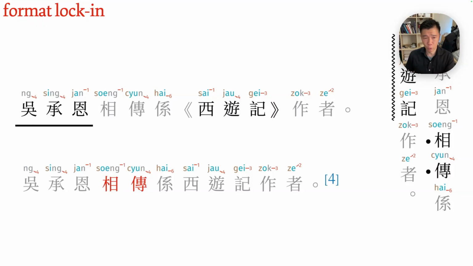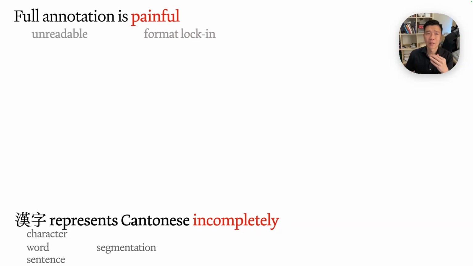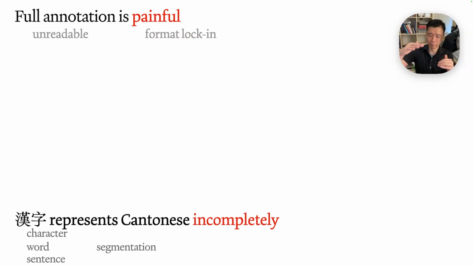If we were to do what I just showed you, typing all the markup in explicitly, we would have been locked in. The problem that we have at this point is that either we go just with Hanzi and it represents Cantonese incompletely, or we go full notation where it's super painful to type. It's unreadable, it's locked in.